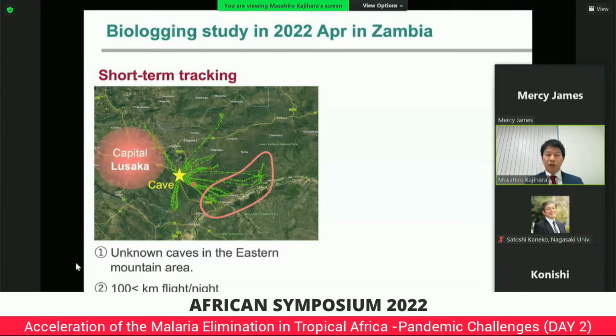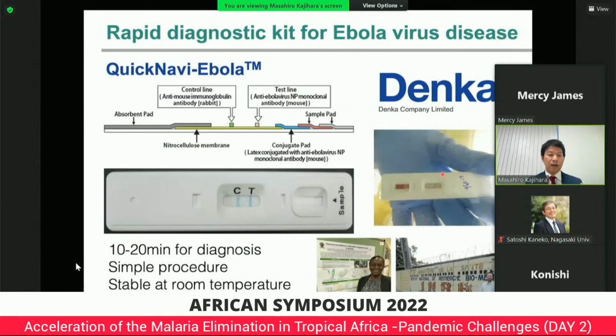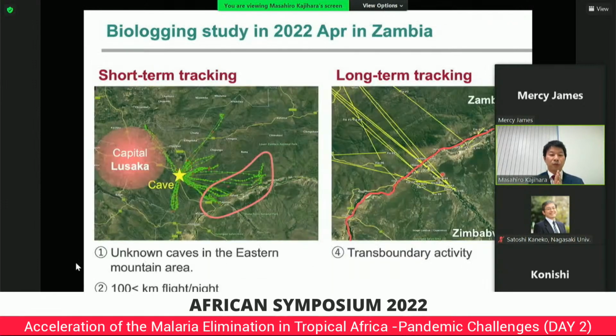And some individuals fly more than 100 kilometers per night. And they sometimes fly across the capital, Lusaka, a highly populated area. Long-term tracking data indicates that there are transboundary activities between Zambia and Zimbabwe. So, as these activities continue, we try to understand the ecology of the bats.